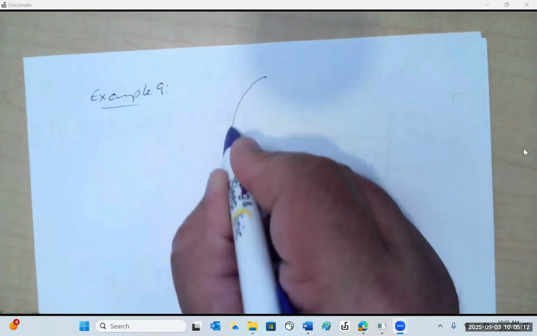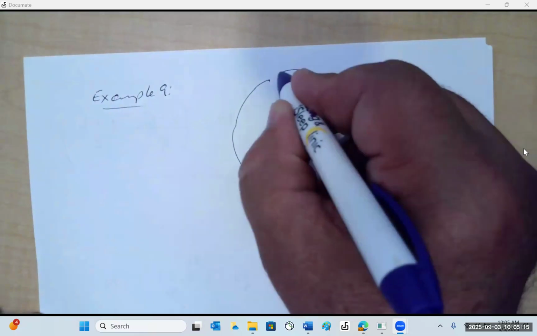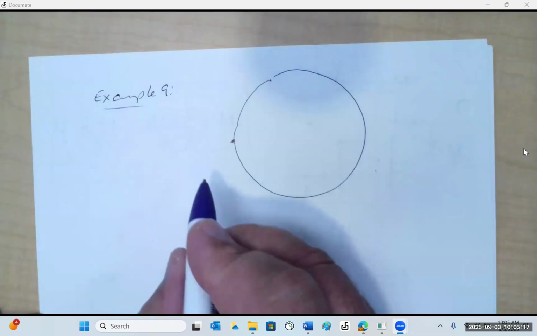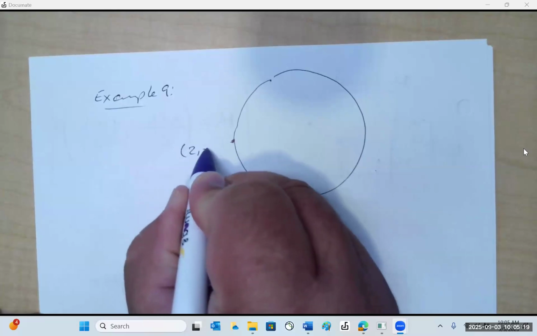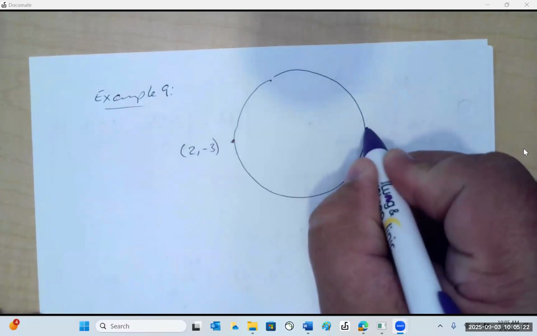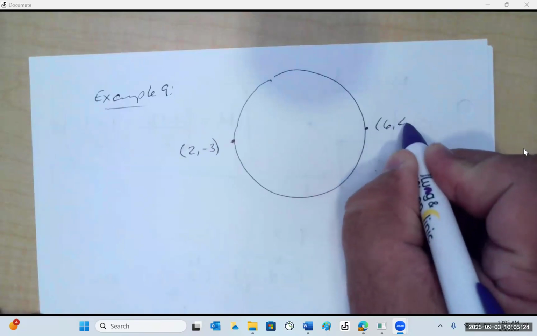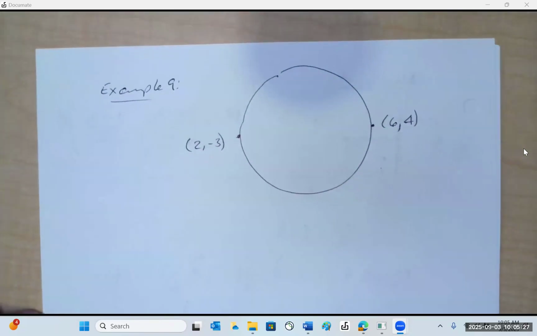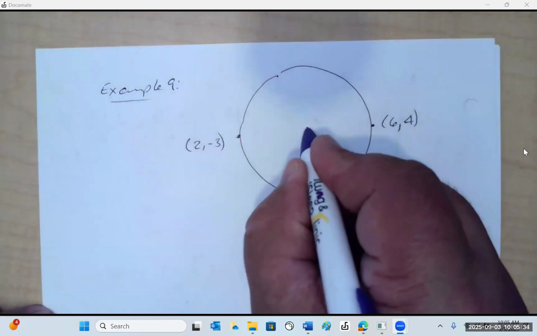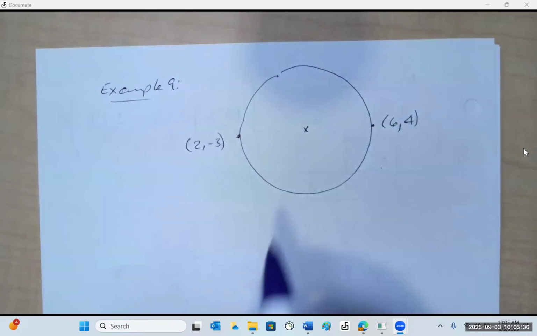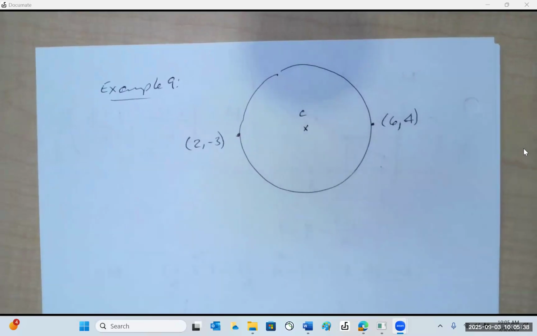You have a circle. You have 2 points on the circle, 2, negative 3, and 6, comma 4. They're on opposite sides of the circle. Where's the center? What's the location of the center of that circle?